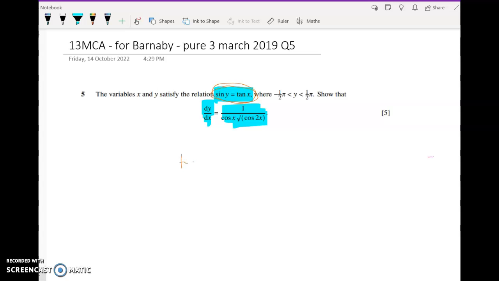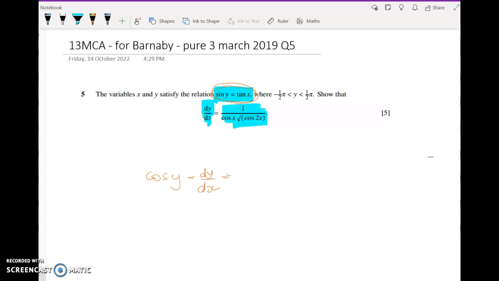So we could do tan inverse of sine y is equal to x. I might try and do it that way in a separate video, but for now I'm going to do what I did before, and I'm going to use implicit differentiation on both sides. So differentiating the left-hand side, first with respect to y gets me cos y, and then by the chain rule I've got to times it by dy by dx.